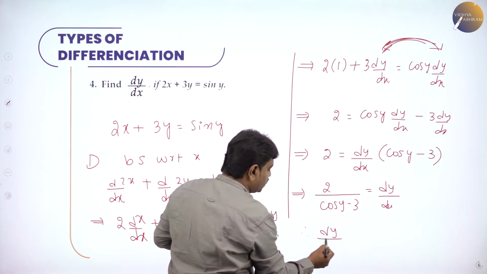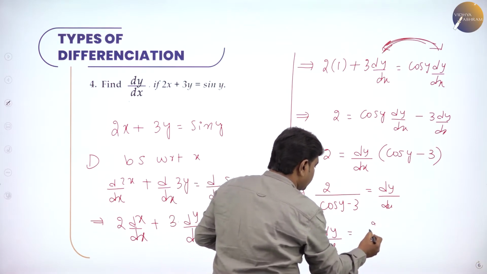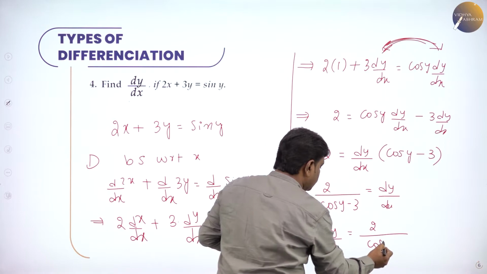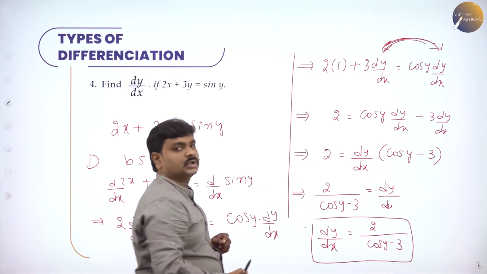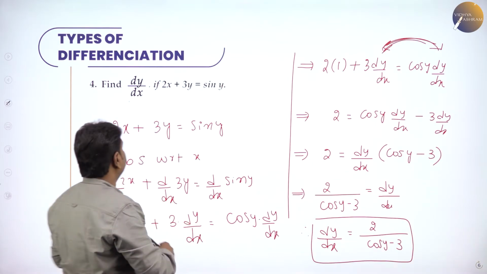What is dy by dx we got? Dy by dx is 2 divided by cos y minus 3. This is the answer. I hope all of you understood this.